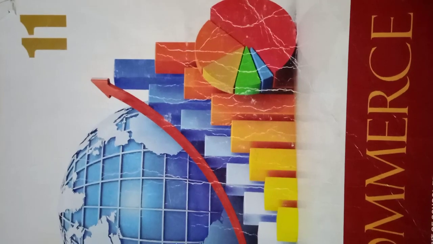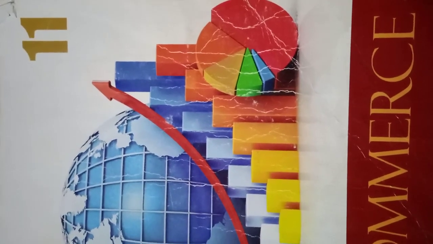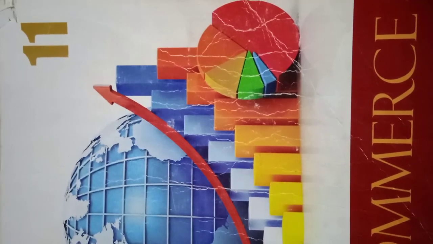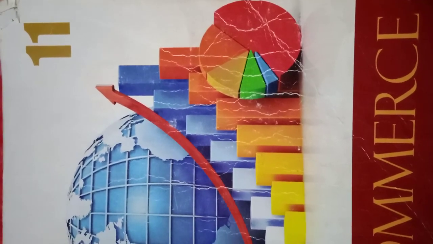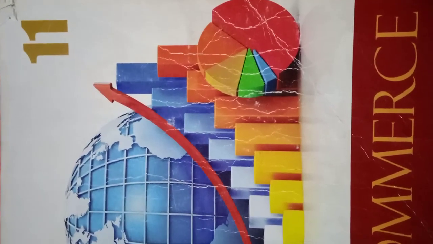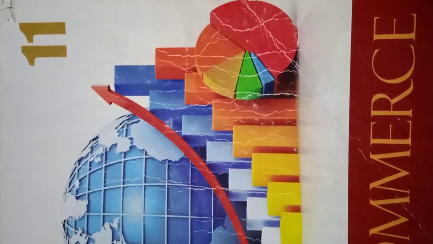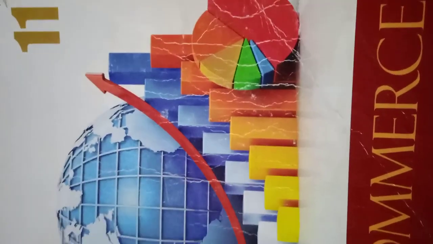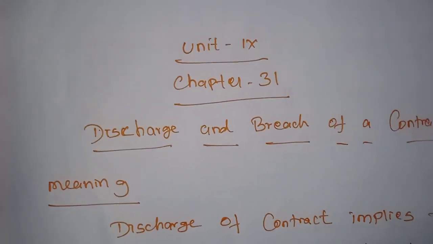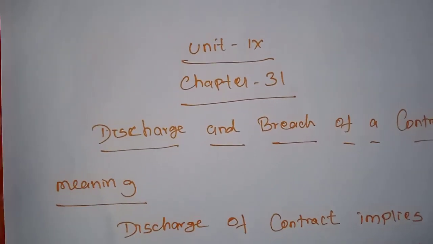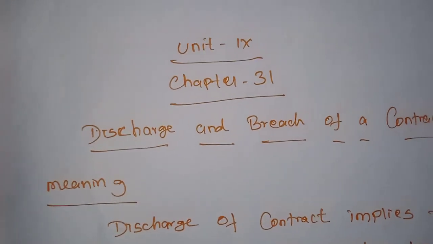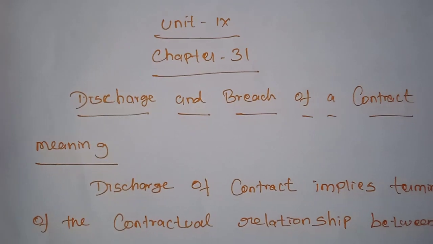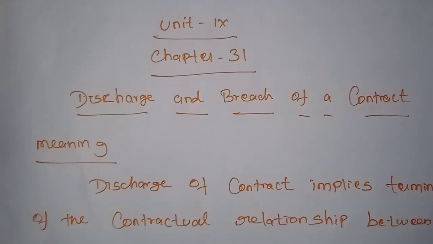Last day we studied the elements of contract, and because of that, some of the characteristics and the needs of the elements of contracts also we have studied. So today we will go to the next chapter, the next concept, unit 9 and chapter 31: the discharge and the breach of a contract.